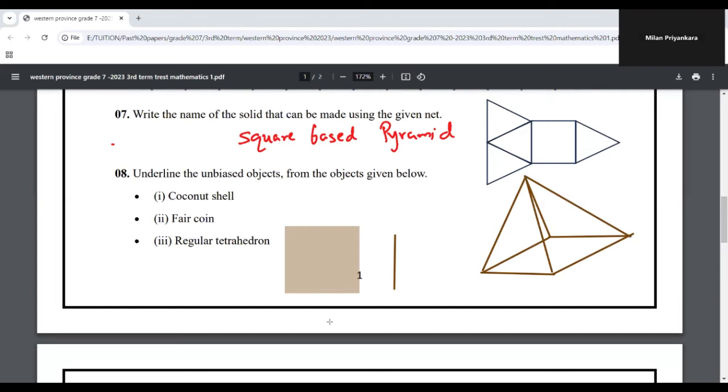And this is my square-based pyramid, right? And if you take this net and try to make a solid, this will be the solid, right? And that is called a square-based pyramid, right? And let's go to question number 8.